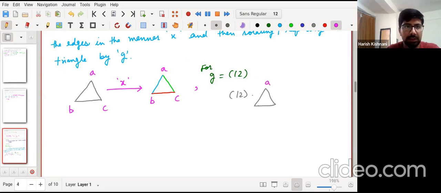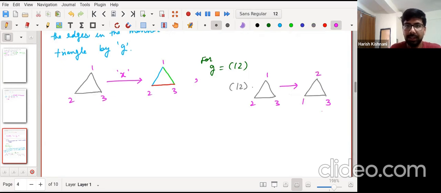Oh, I should use the letters 1, 2 and 3, because we are using the indexing to be the numerical ones, not the alphabetical. So it's just A, B, C, A. Oh, again making the same mistake: 1, 2, 3, 1, 2, 3. So what will it do? This is your original triangle. It will just switch 1 and 2, right? After switching, it will be 2, 1, 3. So what is G dot X?